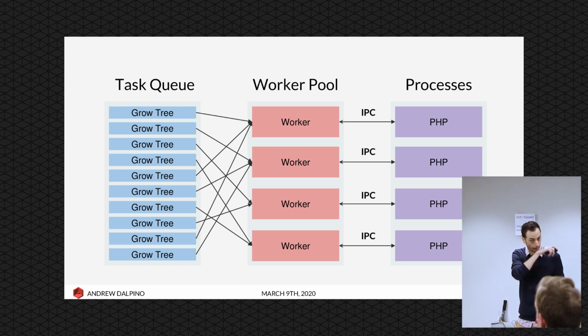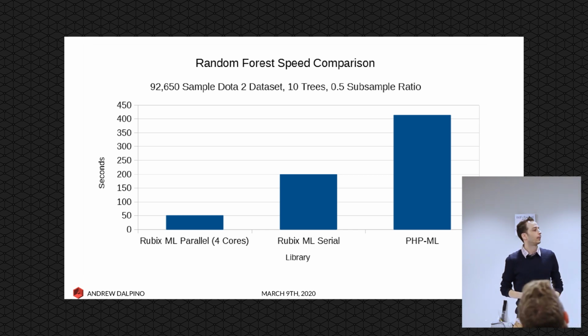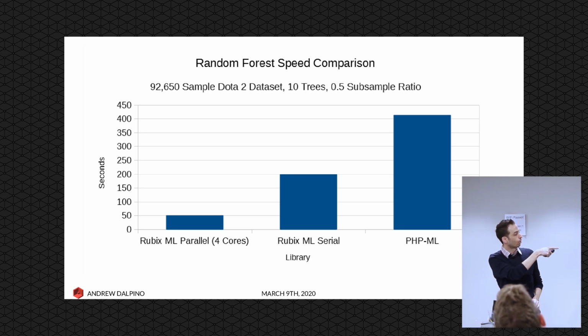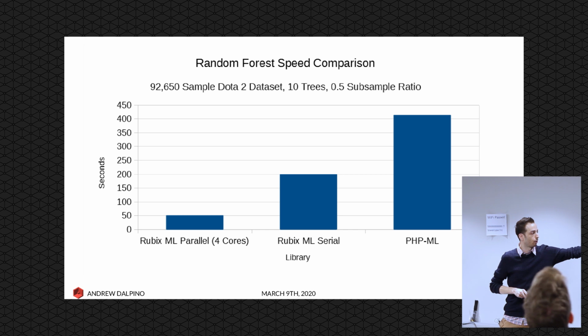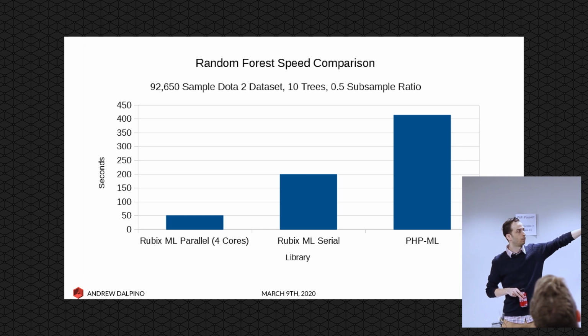Okay, cool. So here's the result. PHP ML is another library that does a lot of the same things, just slower. So this is running on 4 cores in parallel. This is running on 1 core in serial. You can see it takes about 7 minutes to do a 92,650 sample data set.